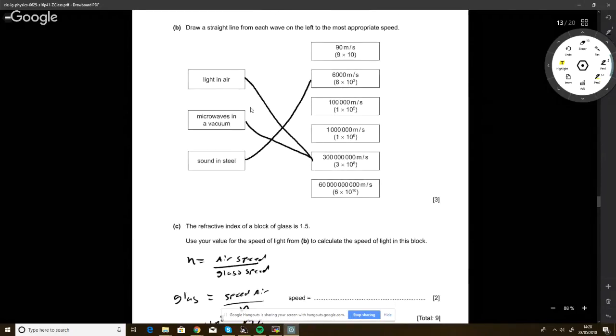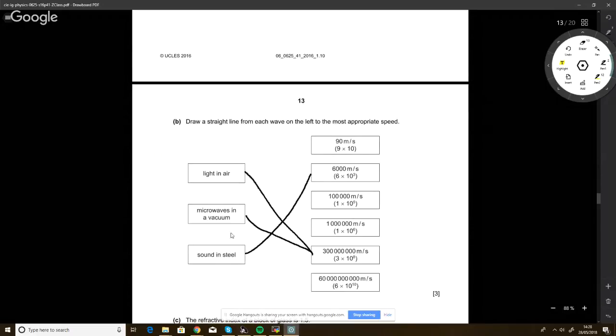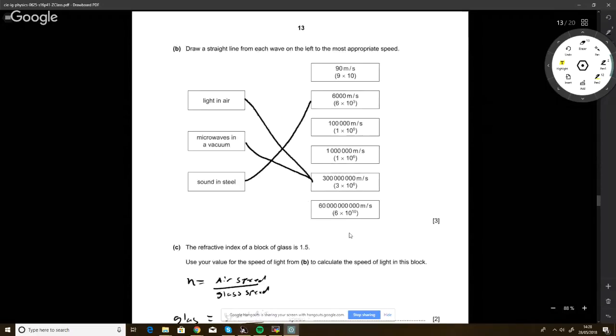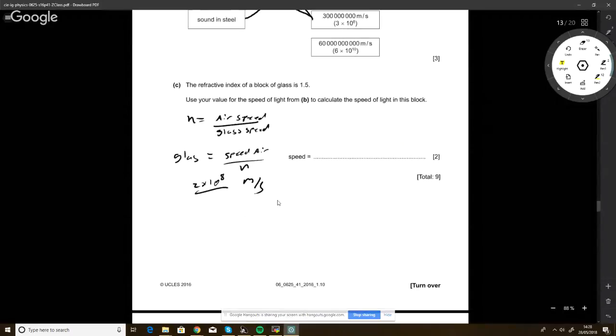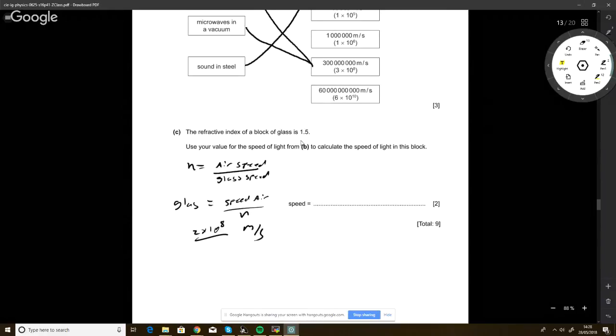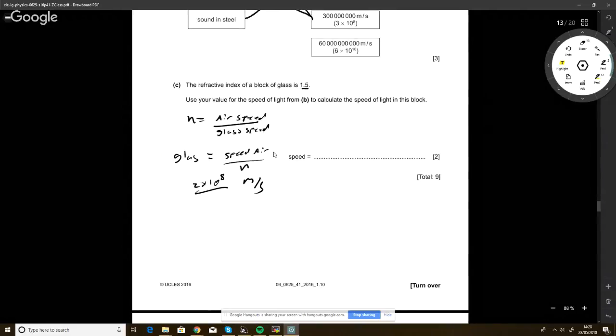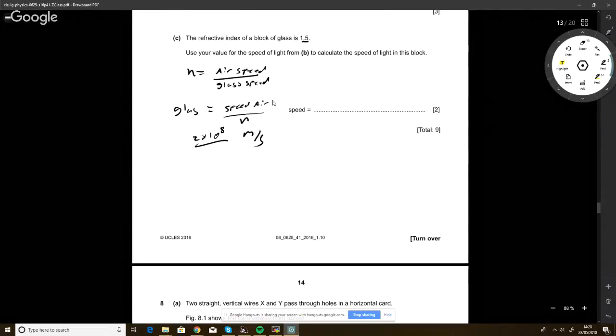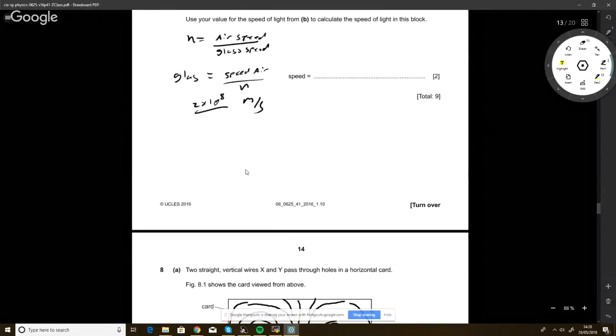This is quite straightforward, just draw lines to the associated speeds. You're just going to have to remember that. Then the refractive index of a block of glass is 1.5. Use the value of the speed of light from B to calculate the speed in this block. So you just know that the refractive index is the speed in air over the speed in glass. You just rearrange it, and you should get about 2 times 10 to the 8.